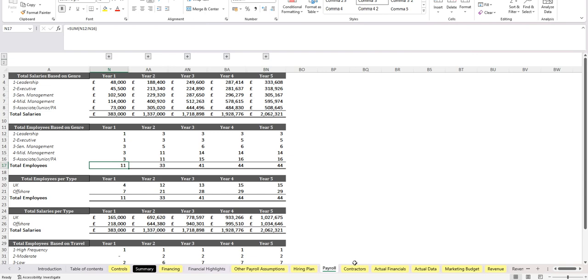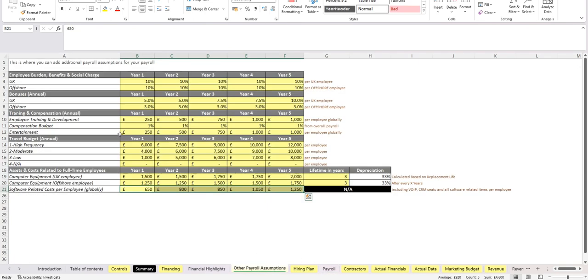Now the other stuff here about compensation and travel and assets and things like that, I'm not going to go through that, benefits for full-time employees, so you get the idea how this is built. Let me go to contractors now, okay?